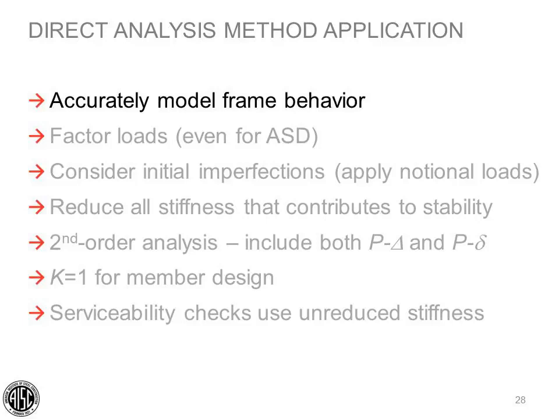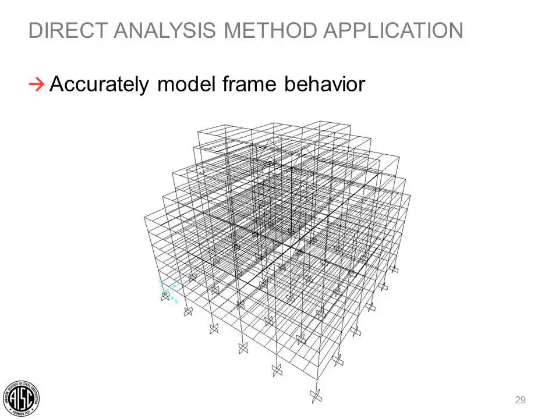Now we'll go through the specifics of each of these steps, starting with accurately modeling frame behavior. It's important we accurately model the structural system in order to accurately capture the true behavior. This includes correct model geometry, correct member sizes and orientations, correct boundary conditions that accurately reflect actual conditions, correct member properties and stiffnesses, and correct and complete loads, including the effects of leaning columns. All this seems pretty basic, but it's important that the model accurately represent the structural behavior.